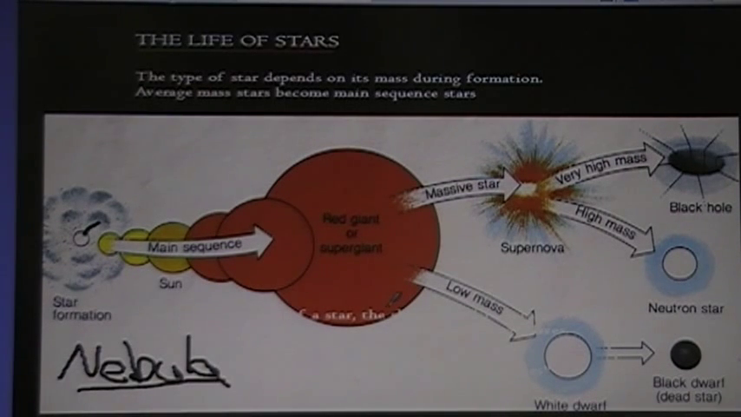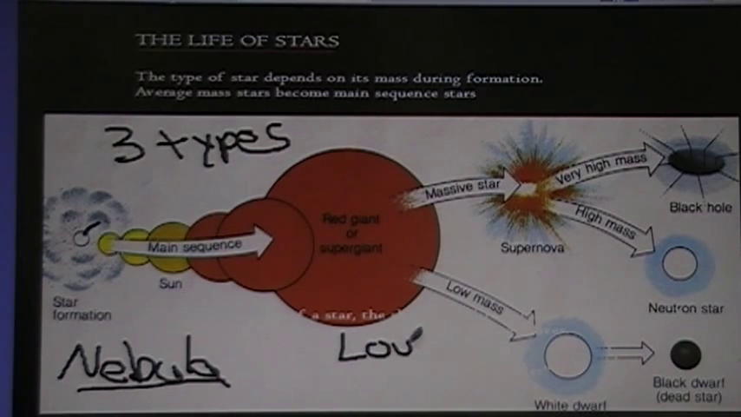If it's a low mass star, and that's a low mass star because we have three types. We have three types of stars that we technically classify. You have the low mass star, you have the medium mass star, and then you have the high mass star. Each one has a different lifespan.